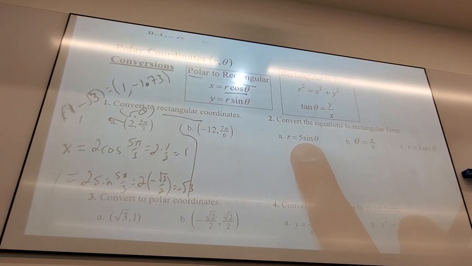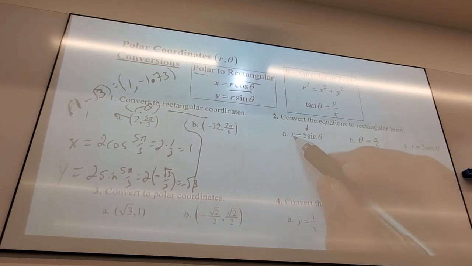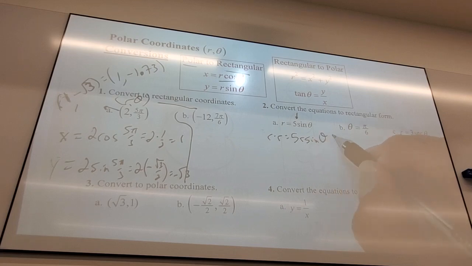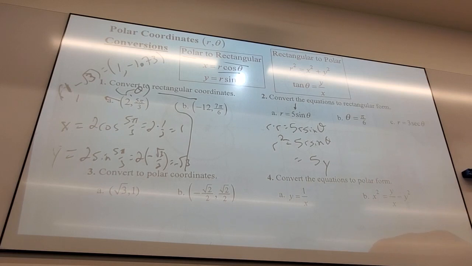So this first one, how do I make an r show up there? Because if there was an r there, then I could put a y there. What do I do to both sides to make an r show up here? If I divide, I have an r underneath. So let's try to multiply by r. Doesn't that make an r show up there? Then you've got r squared on one side, which is fine. So what's r sine theta? y. And what's r squared?